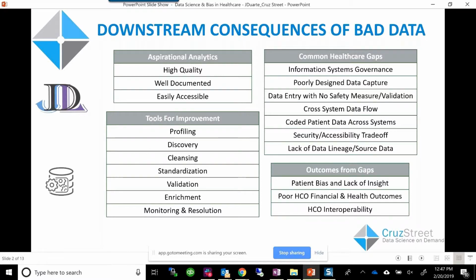Okay, good afternoon, everyone. My name is Yacine Abdous. I'm VP of Data Services with Cruz Street. I'm going to talk about data quality and the downstream consequences of bad data on healthcare analytics. Fundamentally, data used for healthcare must be of high quality to ensure that the information generated from analytics is valid and useful, well documented, to be used in context with the correct meaning, and easily accessible, for instance, available in a data warehouse or a data lake.